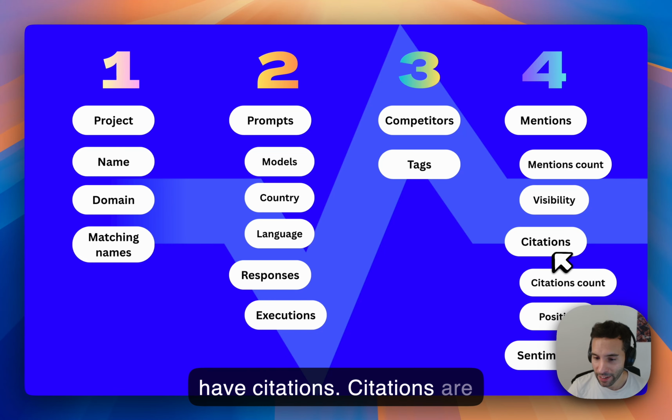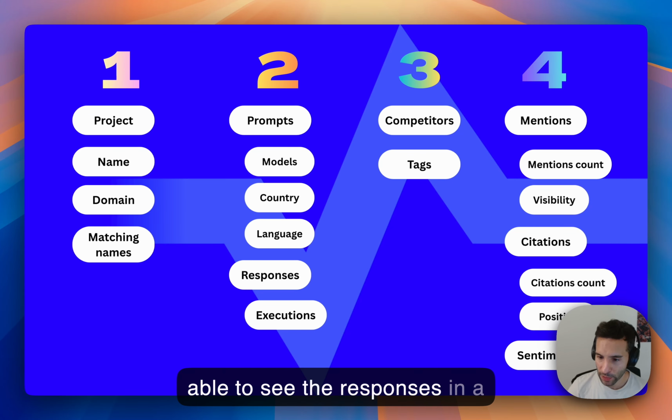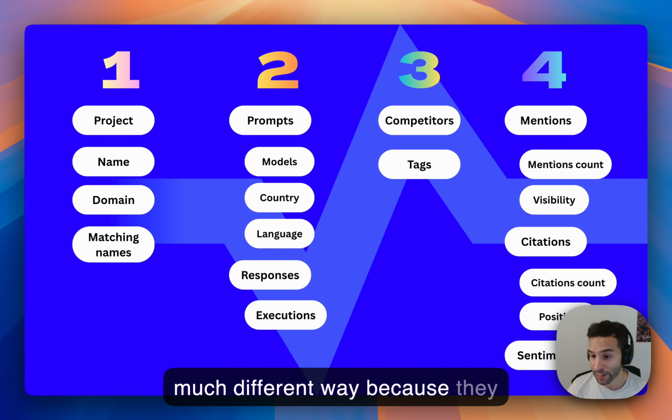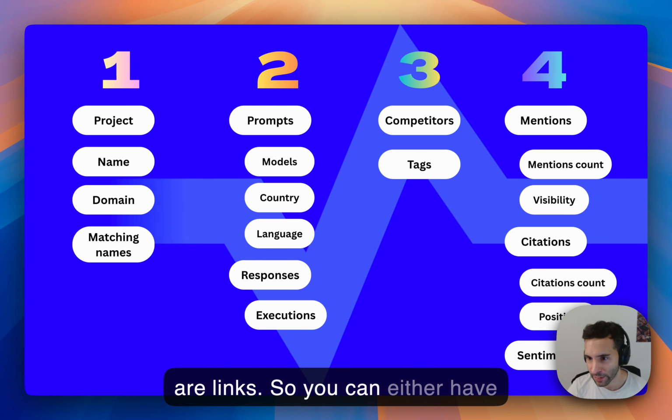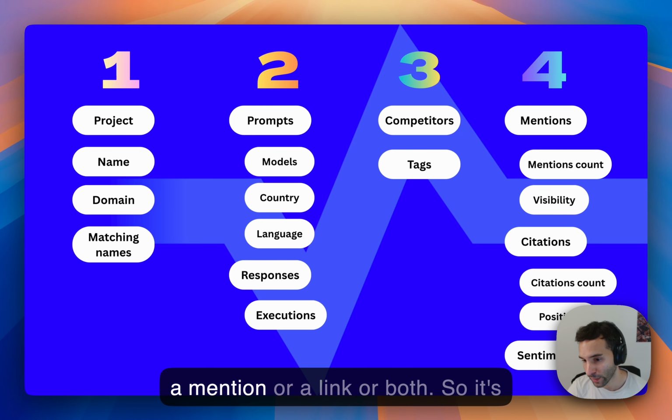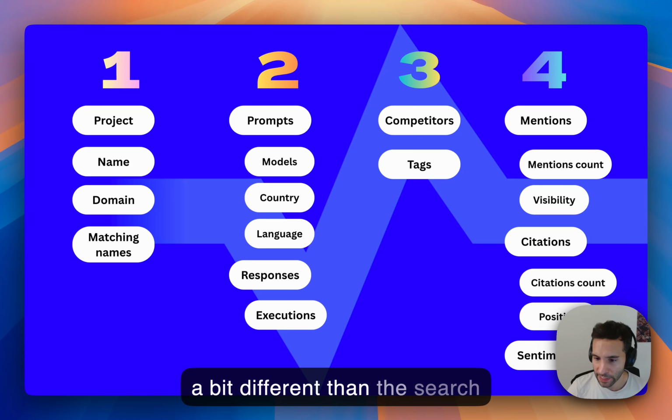On the other side, you have citations. Citations are actual links that happen in the responses. For that, you will be able to see the responses in a much different way because they are links. So you can either have a mention or a link or both. So it's a bit different than the search landscape where a link always equals just something shown on search results. Here you have these two dimensions.